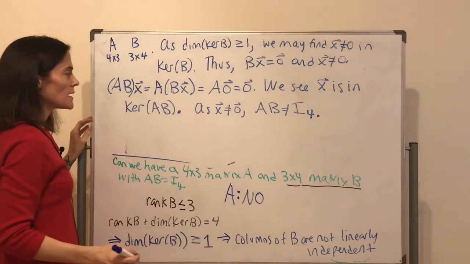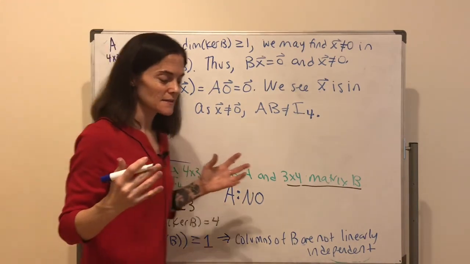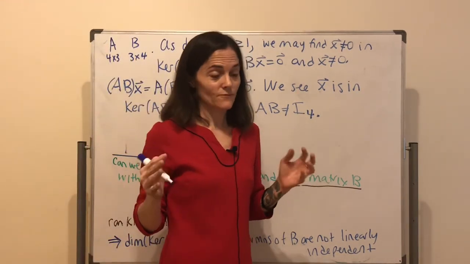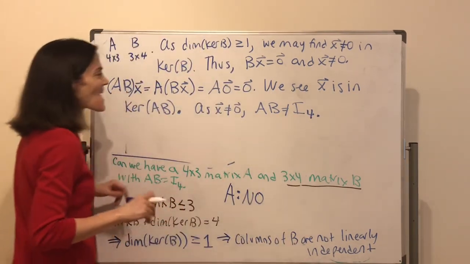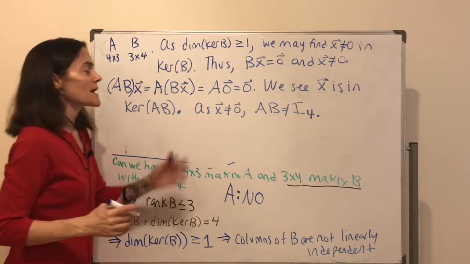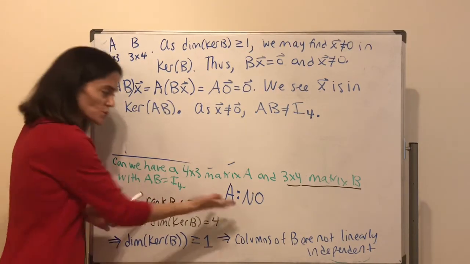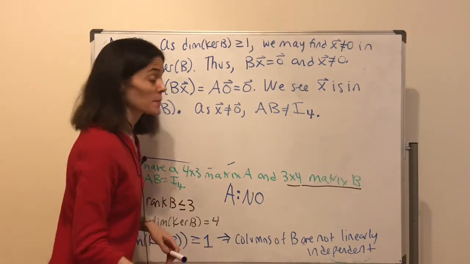So there's no way that this is the identity. Because, while the identity is rank 4, the kernel is 0, right? Okay, so this is another way to see that exact same thing, that the answer is no, without quoting a theorem that we proved last time.